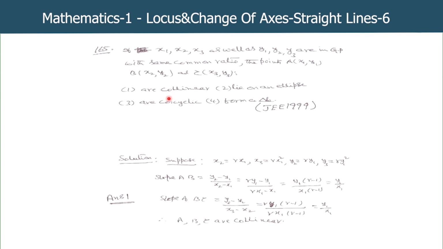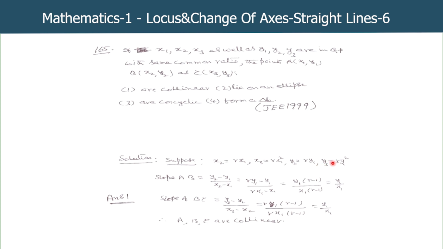If x1, x2, x3 as well as y1, y2, y3 are in GP with the same common ratio, then the points A (x1, y1), B (x2, y2), C (x3, y3) are: 1, collinear; 2, lie on an ellipse; 3, concyclic; and 4, form a triangle. This is JEE 1999. Now, you can suppose that x2 is equal to rx1 and x3 is equal to rx1 square, and y2 is equal to ry1 and y3 is equal to ry1 square, because the common ratio is the same.